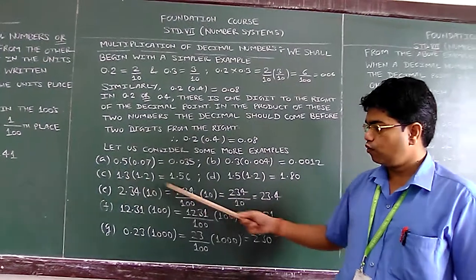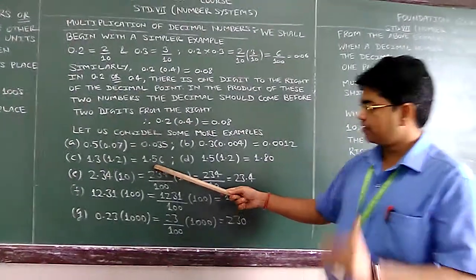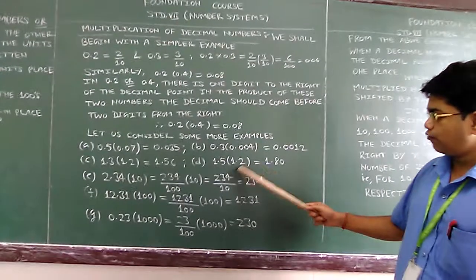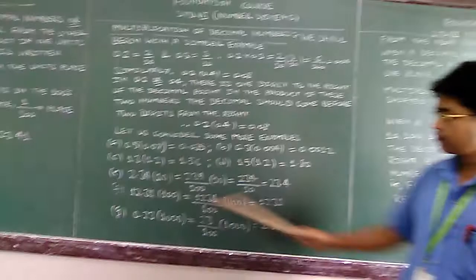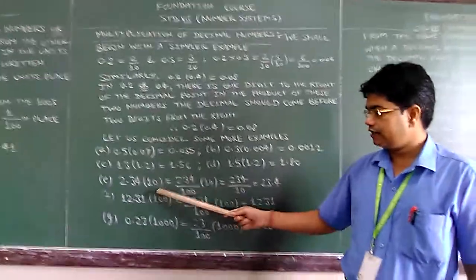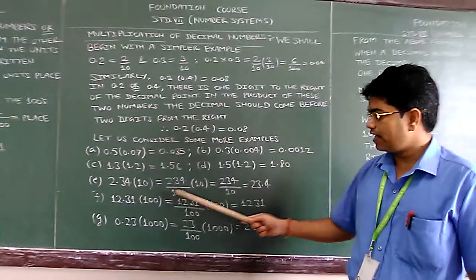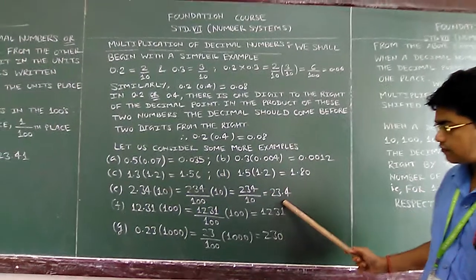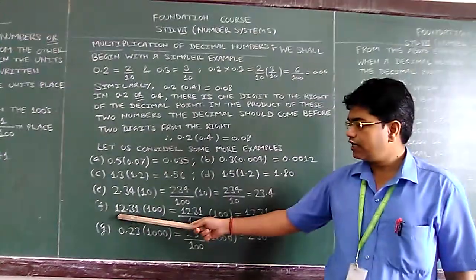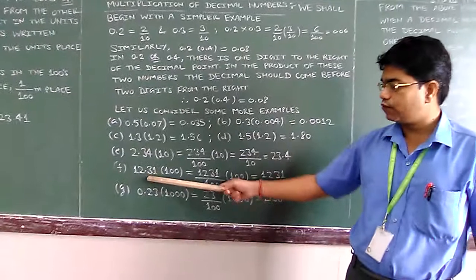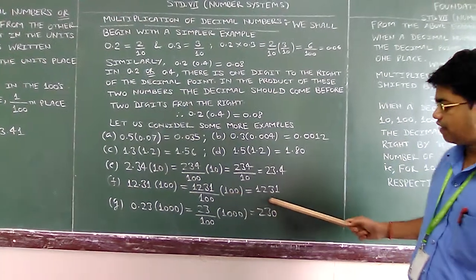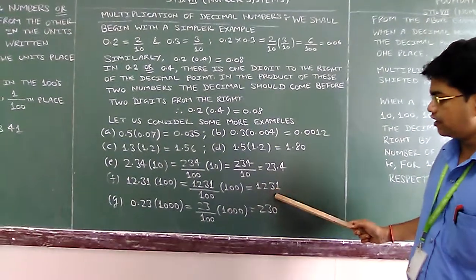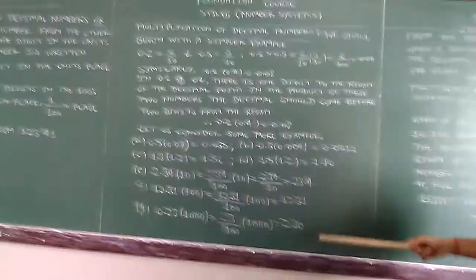1.3 into 1.2 is 1.56. See the position of decimal. 1.5 into 1.2 is 1.80. 2.34 into 10. First, remove the decimal by dividing by 100, then multiply by 10. Finally, you will get 23.4. Similarly, 12.31 into 100. First, remove the decimal by dividing by 100. Final output 1231.